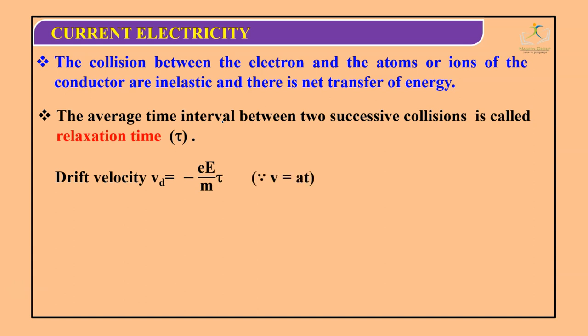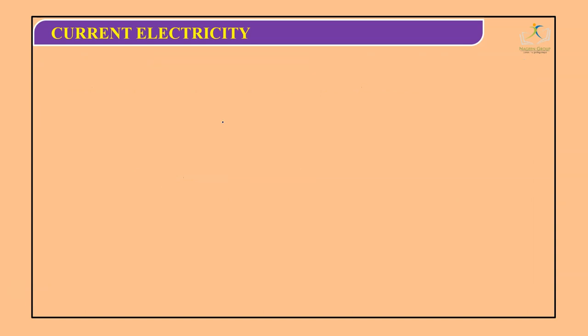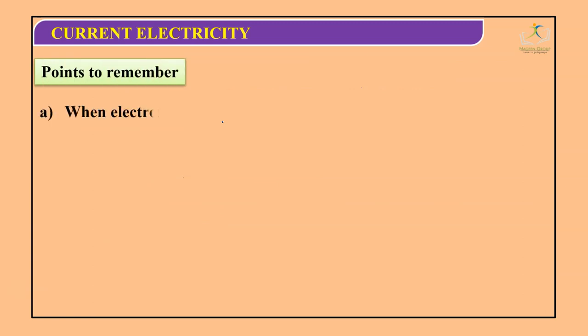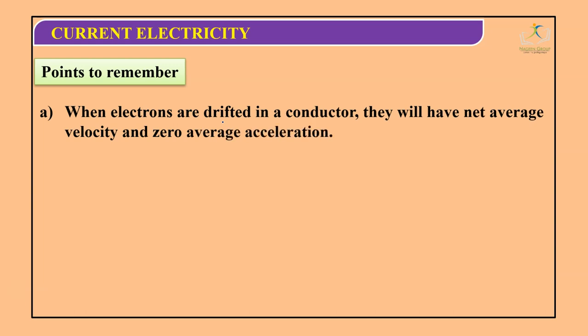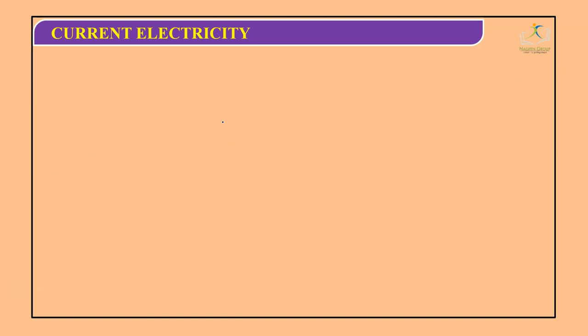So drift velocity Vd is equal to minus E tau by m. Here the negative sign indicates that electrons drift opposite to the applied electric field. A point to remember: when electrons drift in the conductor, they have a net average velocity and zero average acceleration. In the absence of an external electric field, there will be no current in the conductor.